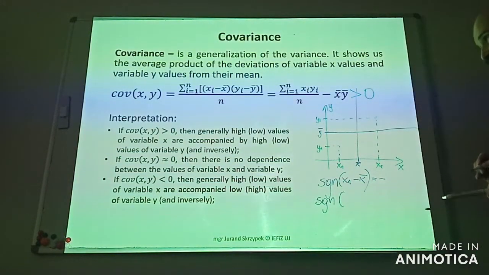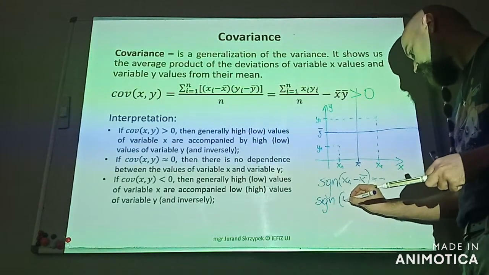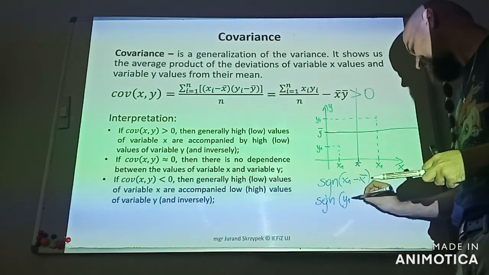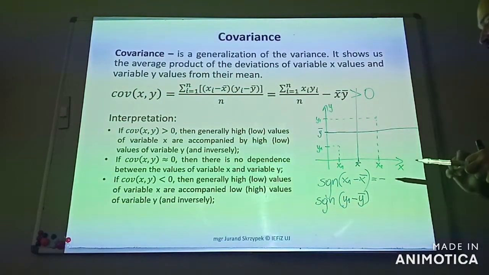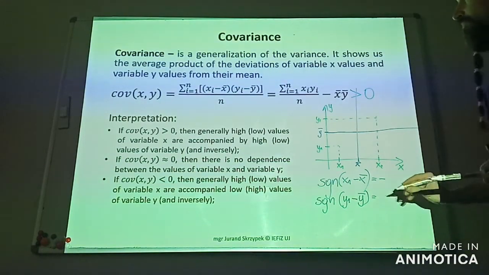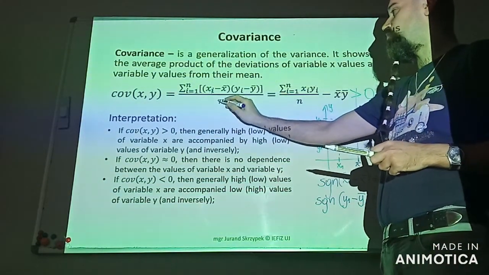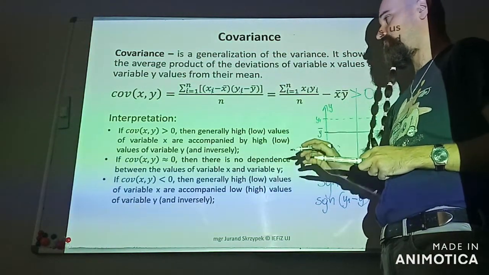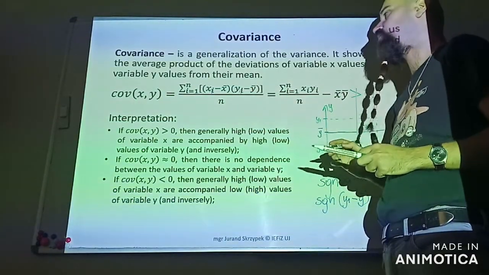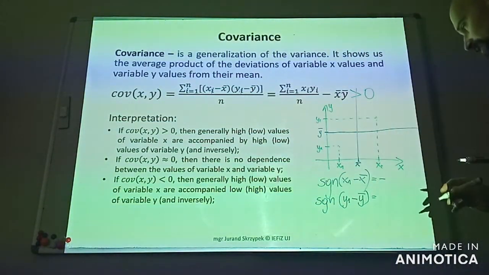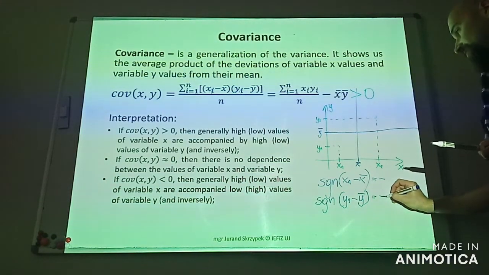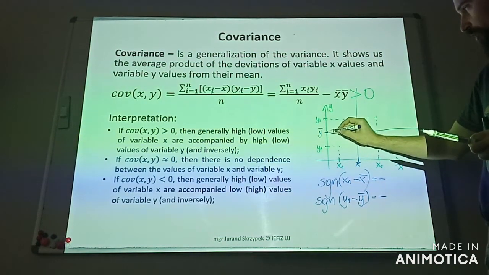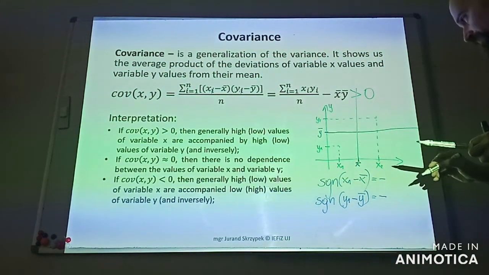Simultaneously, we can consider the sign of the deviation between y1 and mean y value. Here we have x1 and y1, the deviation between x1 and mean x, and the deviation between y1 and mean y. Here, this sign will also be negative because y1 is lower than y mean.